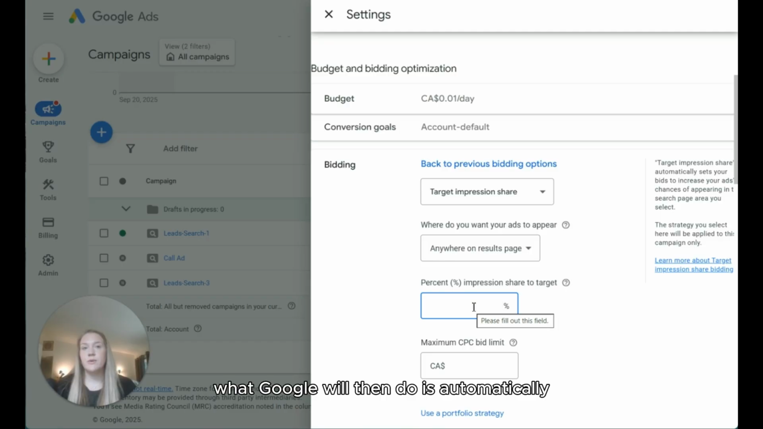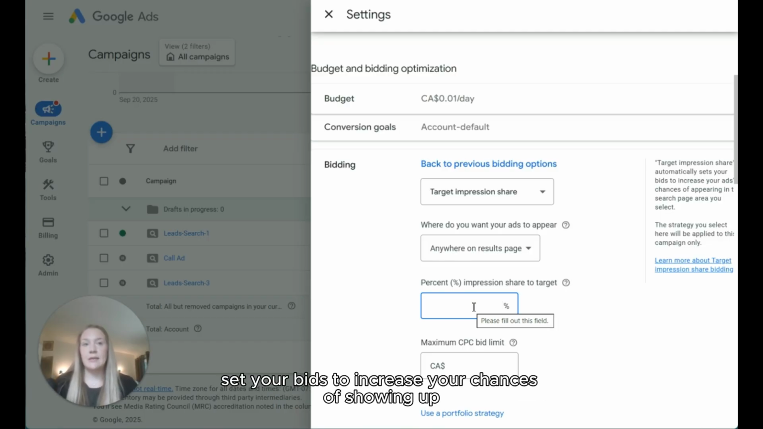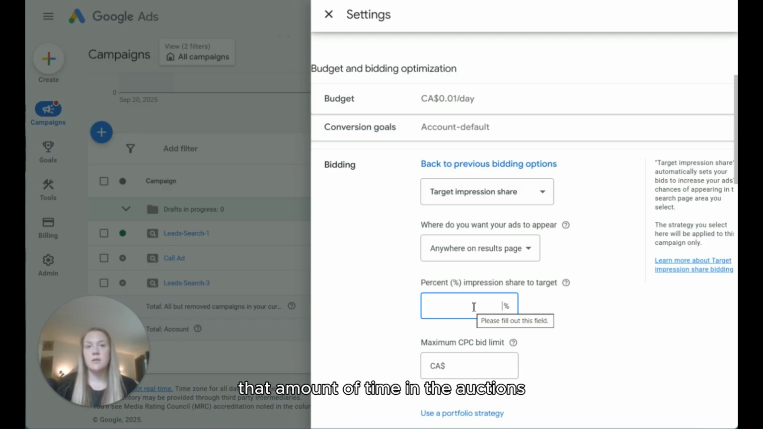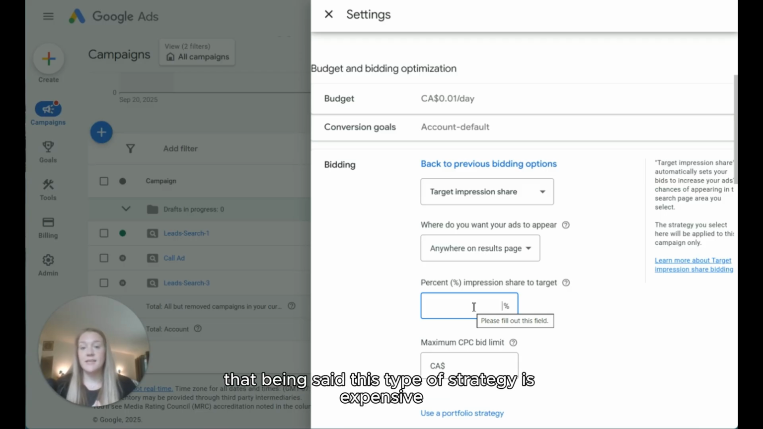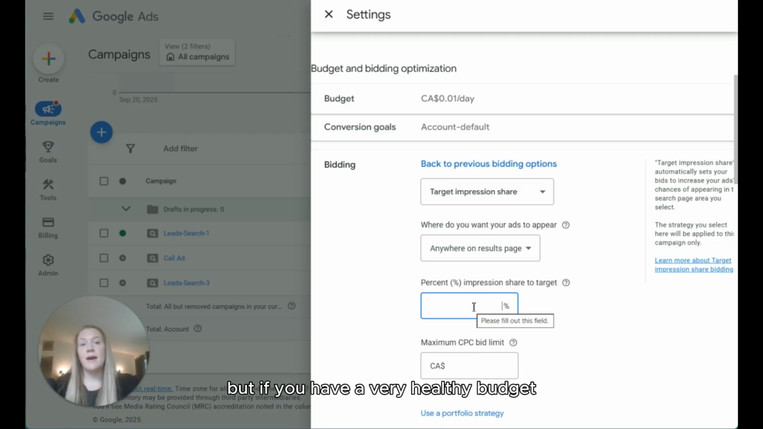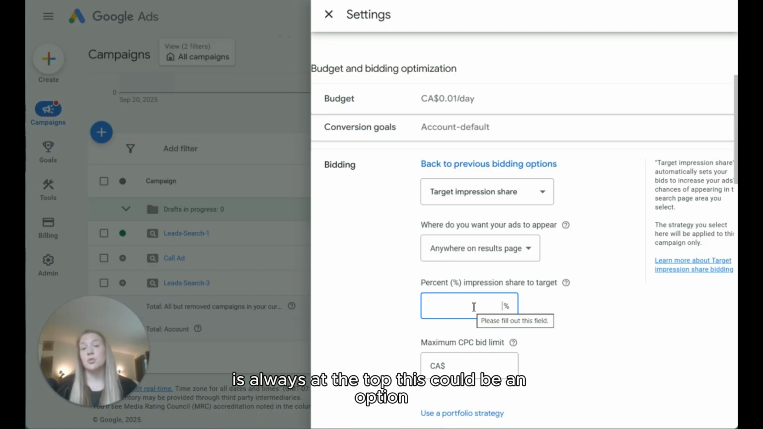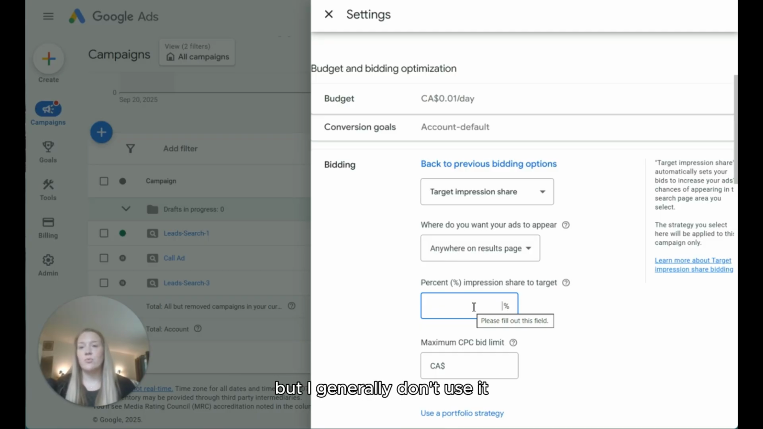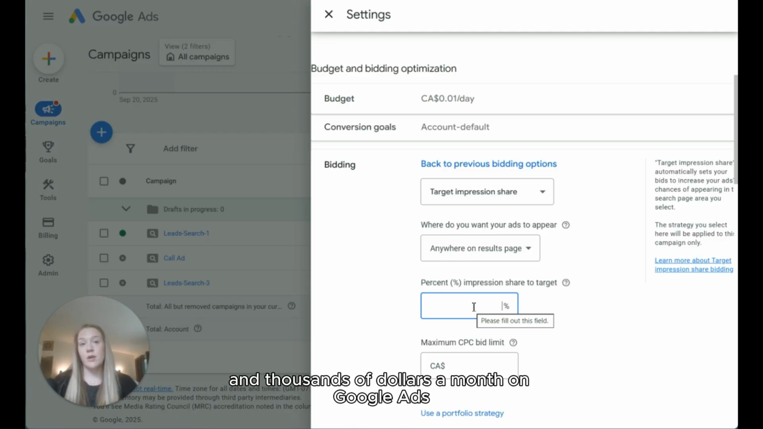So that's usually going to be around 90 to 100% if you want to show up all the time. What Google will then do is automatically set your bids to increase your chances of showing up that amount of time in the auctions. That being said, this type of strategy is expensive, but if you have a very healthy budget and just want to make sure that your ad is always at the top, this could be an option, but I generally don't use it or recommend it for my clients since I generally work with businesses who just can't burn through thousands of dollars a month on Google Ads.